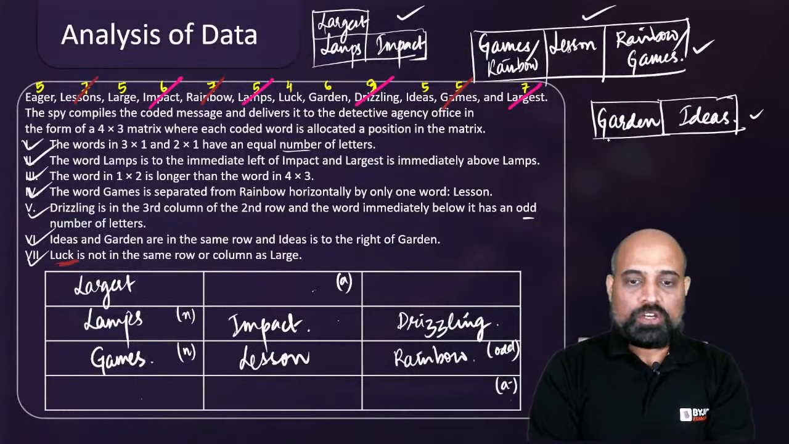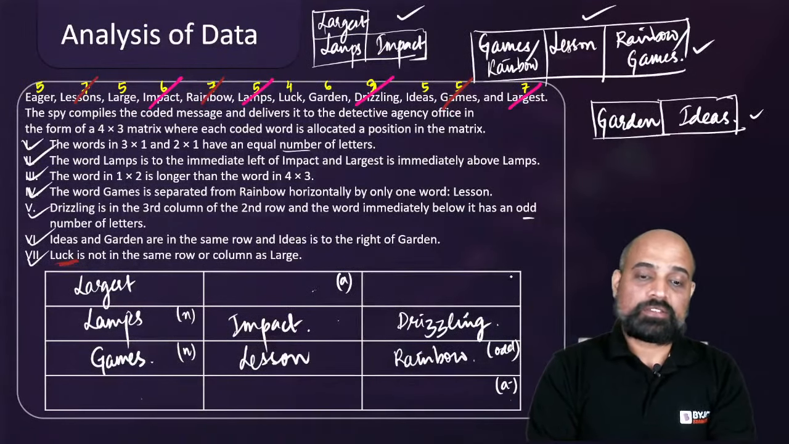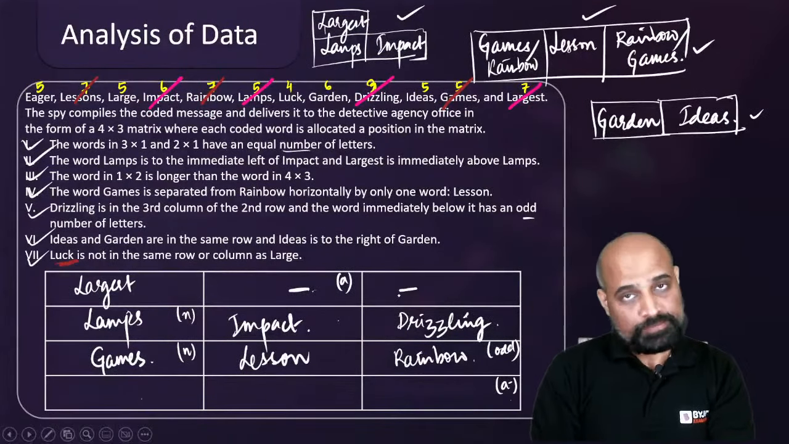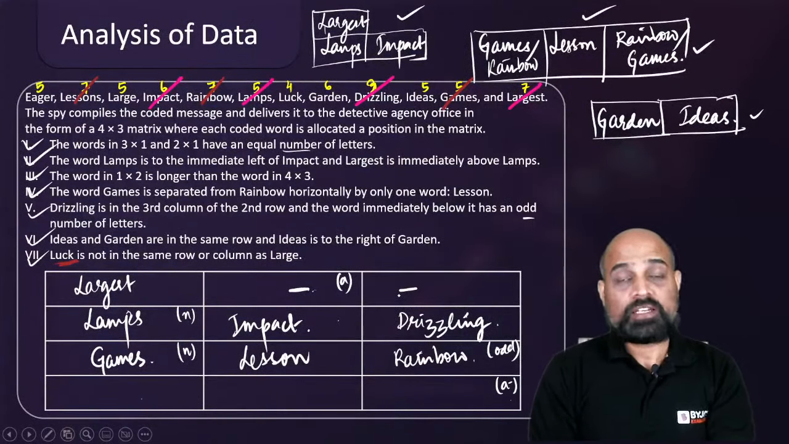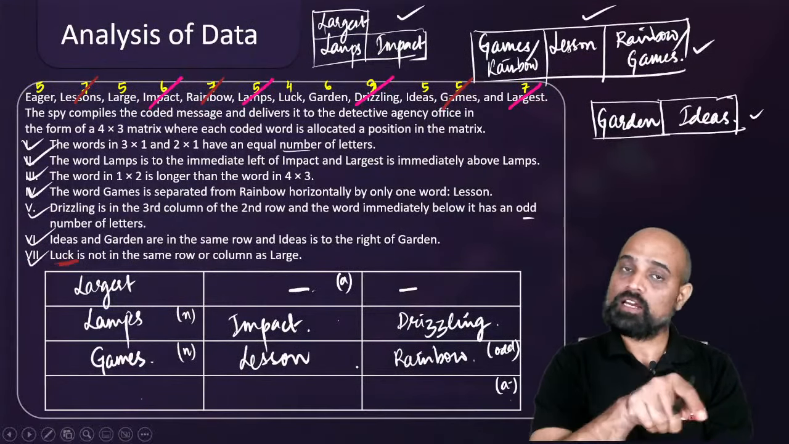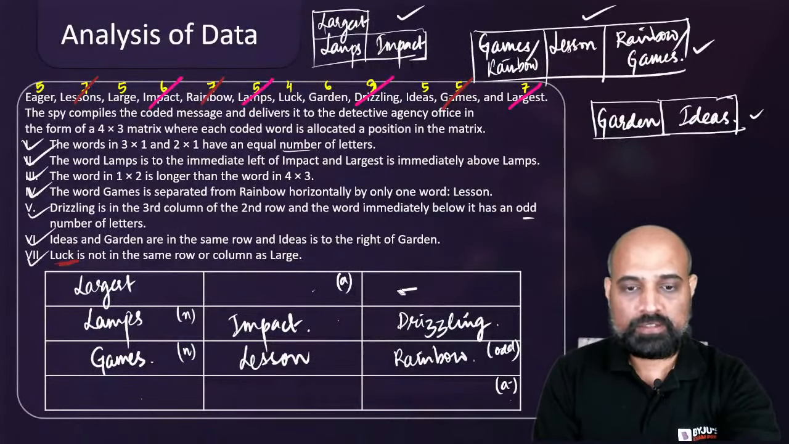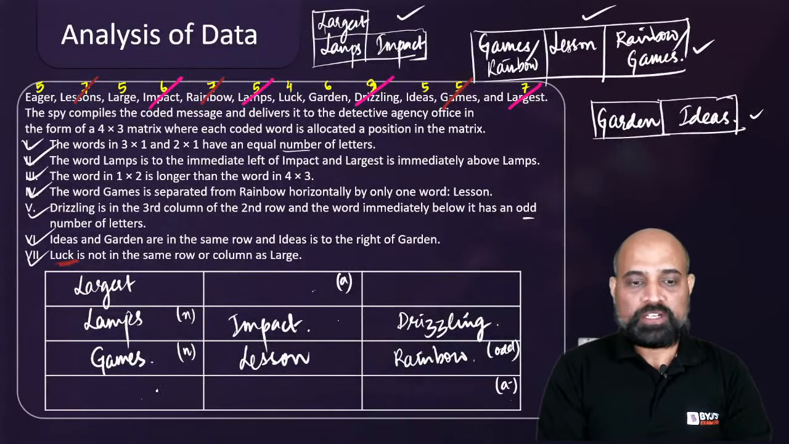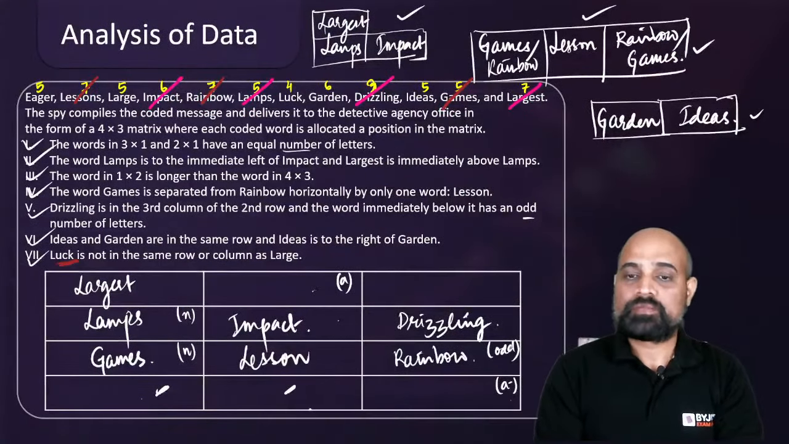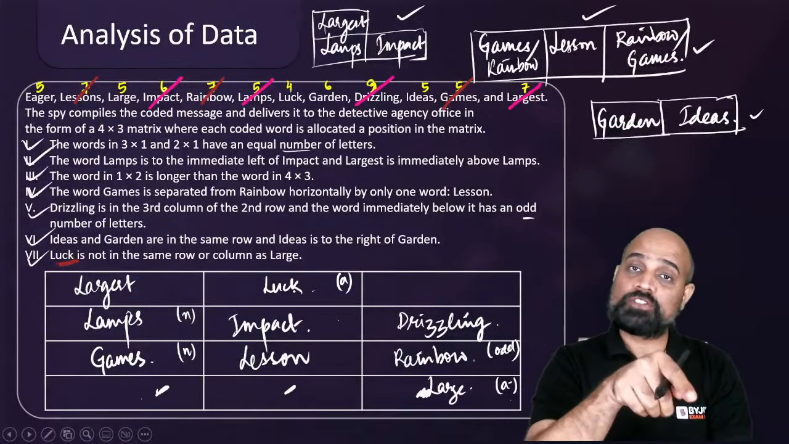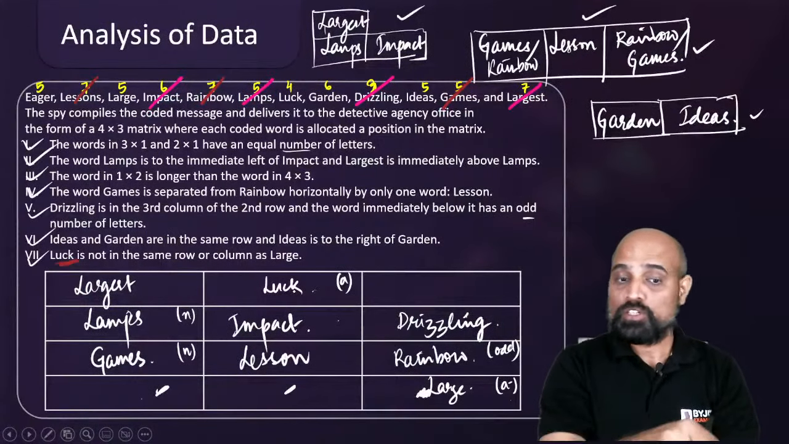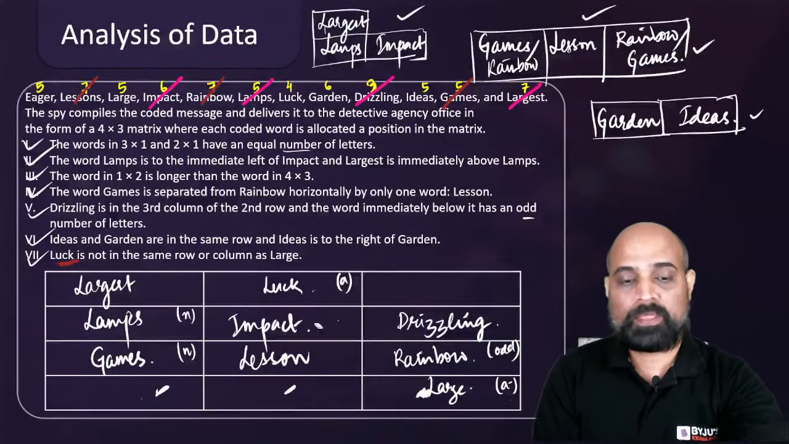ठीक है. We also need to put in garden and ideas. Suppose if I put garden and ideas here, then comes in large. Large कहीं भी जाएगा, luck will remain in the same row. So I can't put garden and ideas there. है ना? ठीक है. Now if I put garden and ideas here, then large will go here. If large goes here, then luck goes here. But if large and luck are placed like this, the number of letters of luck is actually less. हमें ज़्यादा चाहिए. तो garden and ideas ऐसे भी नहीं जा सकते.